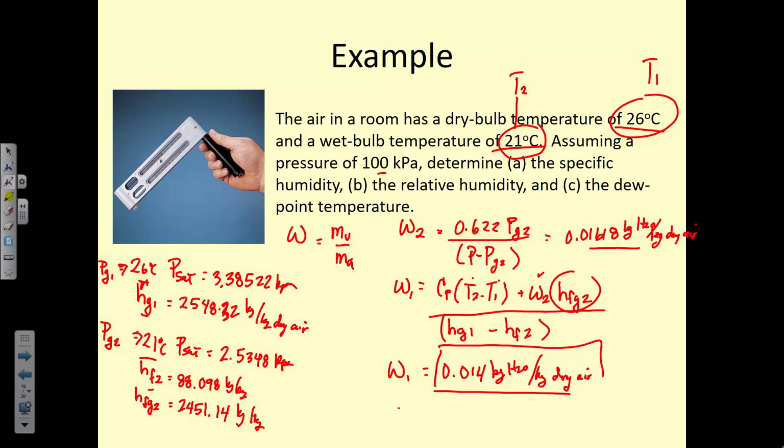So now we find phi, which is omega-1 times P divided by 0.622 plus omega-1, times P sub G1. So again, P sub G1 is the saturation pressure at 26 Celsius. So if we put in those numbers, we find our relative humidity is 65%.